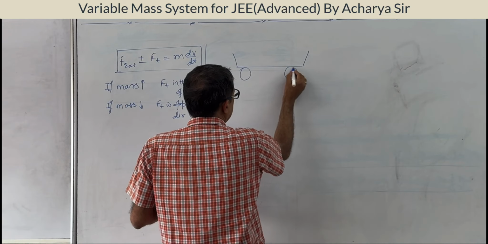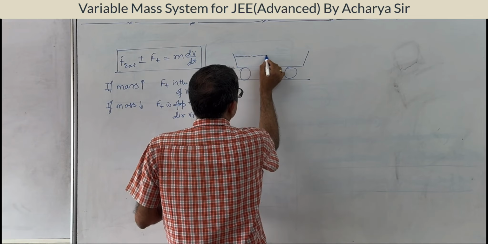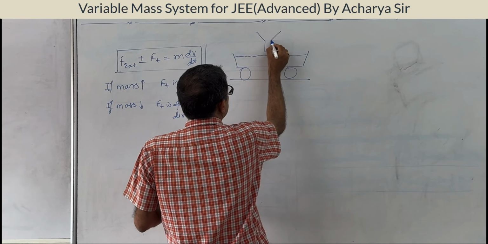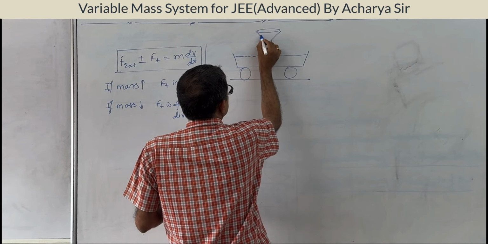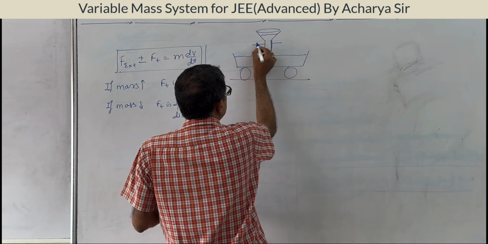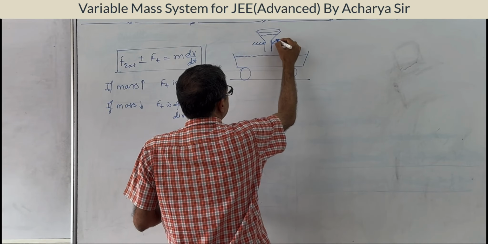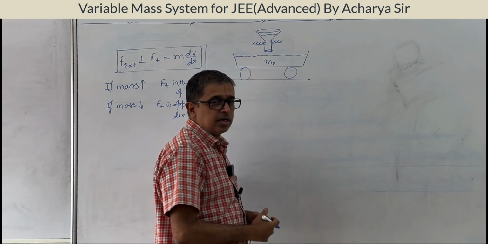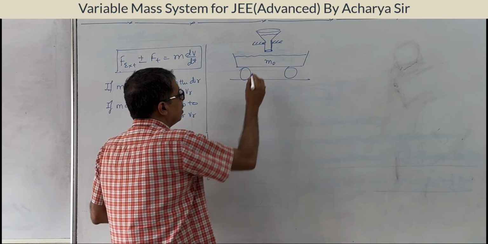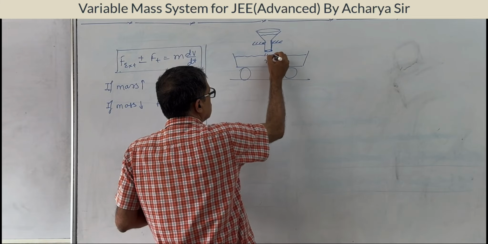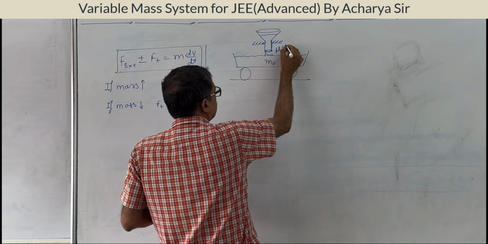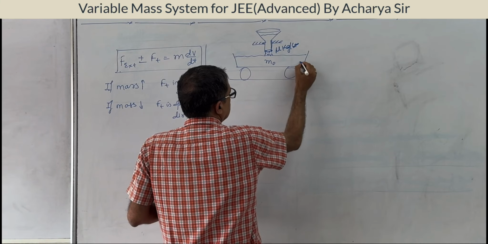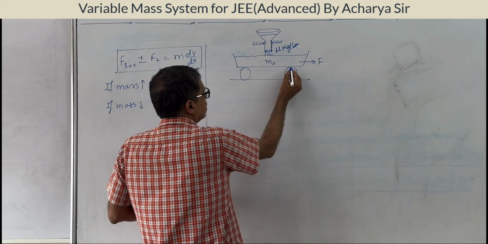This is a trolley. There is sand spilling into this car from a fixed funnel. Initial mass of the cart is taken as m naught. Mass is falling at the rate of mu kg per second. You are pulling this with a force of F.